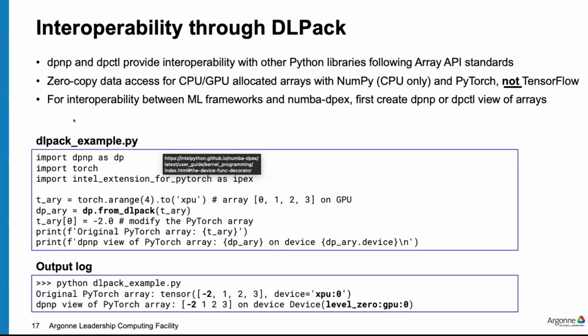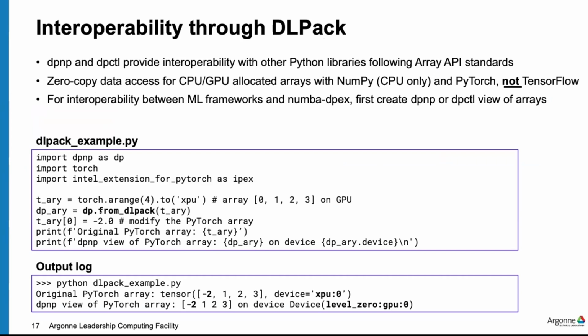Finally, we just wanted to point out that there is interoperability through DLPack. What this means is that using DPNP and DPCTL, you can effectively do zero-copy data access on both CPUs and GPUs with NumPy, of course, that's CPU only, and then PyTorch, but unfortunately not with TensorFlow. This is actually due to the fact that TensorFlow doesn't seem to be up to date with the same array API standards. And so some of these from-DLPack or to-DLPack operations don't actually work, unfortunately.